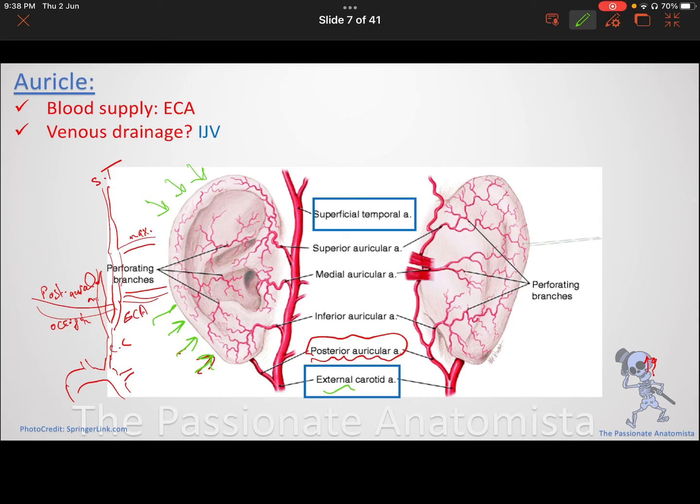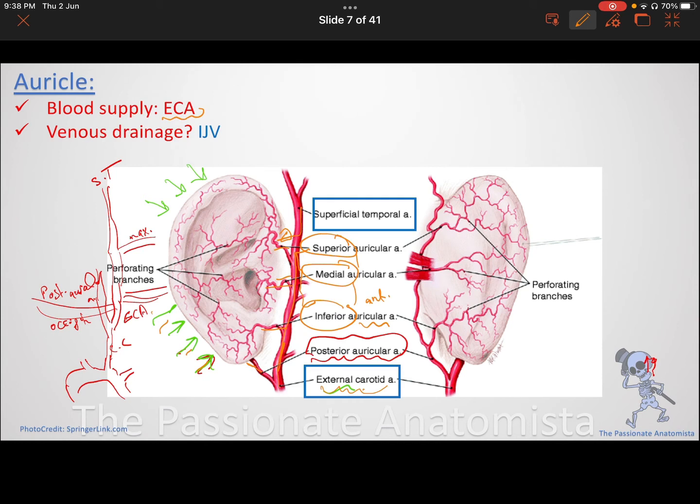Now, as the external carotid proceeds up, it's going to give you branches: superior, medial, and inferior. Actually, three of them are called anterior. All of these are anterior auricular arteries. So the anterior auricular arteries are branches of the superficial temporal. And the posterior auricular is actually a branch of the external carotid artery, and it comes posteriorly before it gets in front of the auricle. All right, so the blood supply is coming from the external carotid artery.